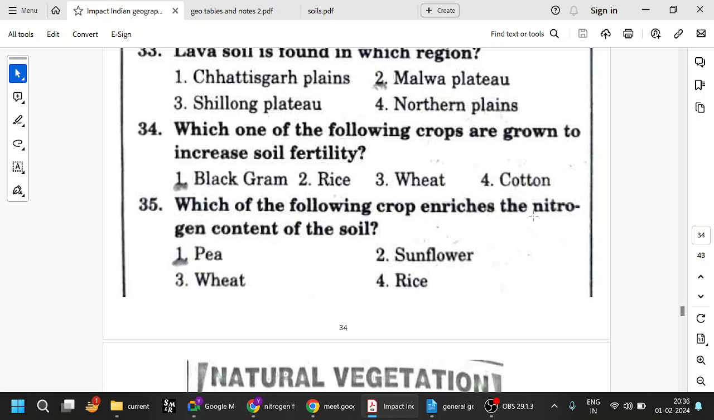Which of the following crops enriches the nitrogen content of the soil? We've just seen any form of beans or soya or peanuts. So relatively, it is peas, not chickpea, peas. The others are relatively water intensive. Rice and sugarcane.